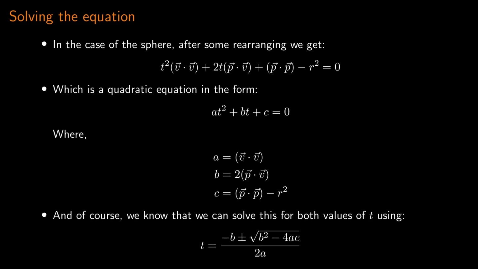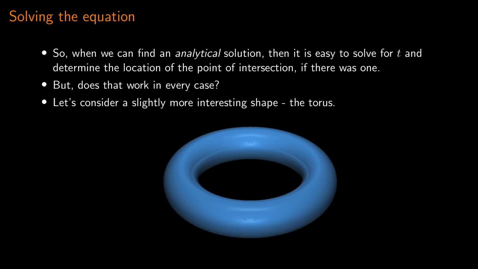That will give us the values of t where the function f of t crosses the 0 line, or on the plot that we just saw, which we see corresponds to the points of intersection between the ray and the sphere. Okay, so when we can find an analytical solution, then it is easy to solve for t and determine the location of the point of intersection, if indeed there was one. But let's think for a moment, does that actually work in every case?